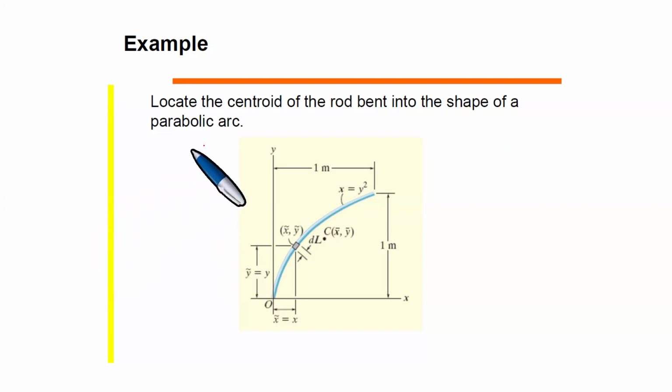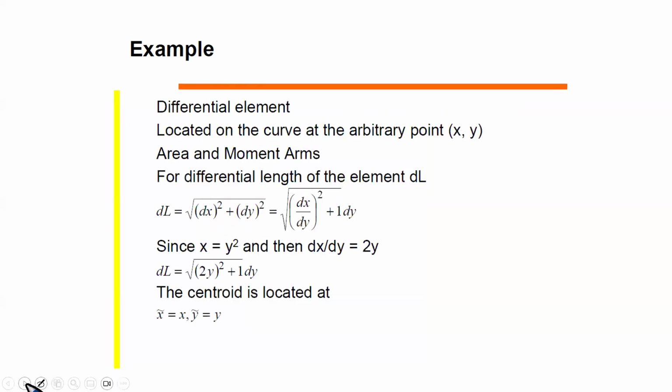Now, locate the centroid of the rod bent into the shape of a parabolic arc. We looked at that. Here is a rod bent into the shape of a parabolic arc. The equation of this rod is x equals y squared, and we have the x tilde, y tilde as well, and we have the C with the components x bar, y bar.